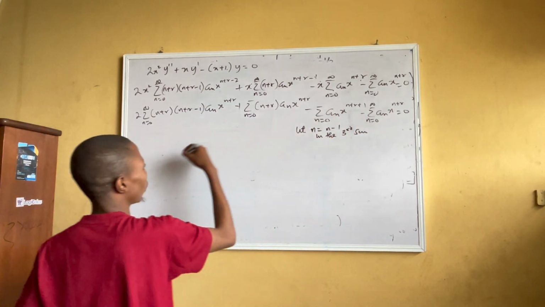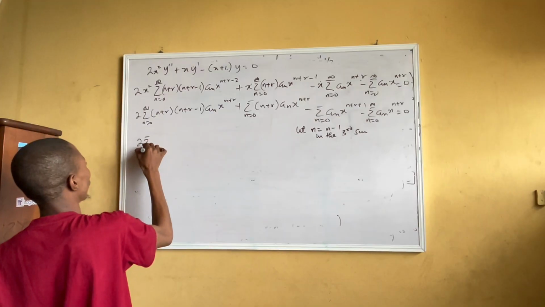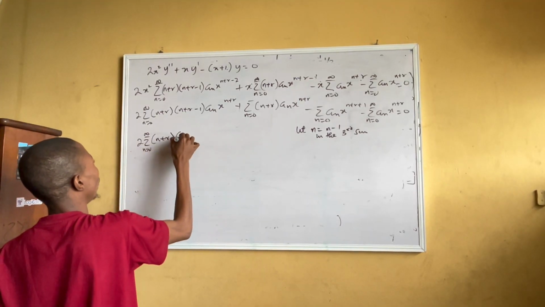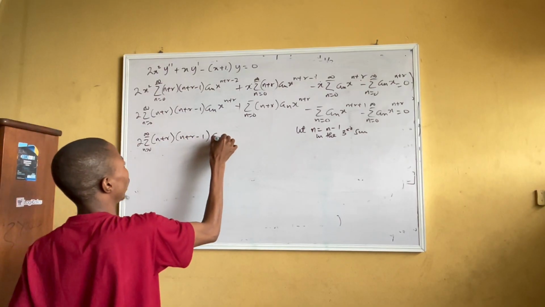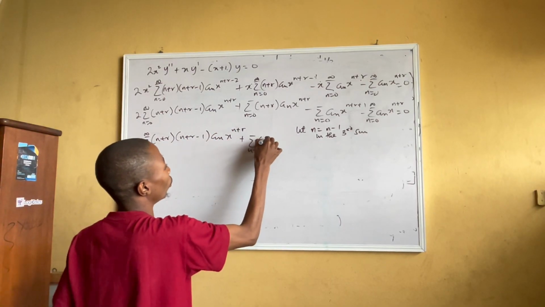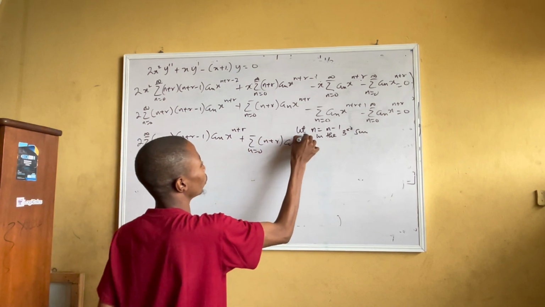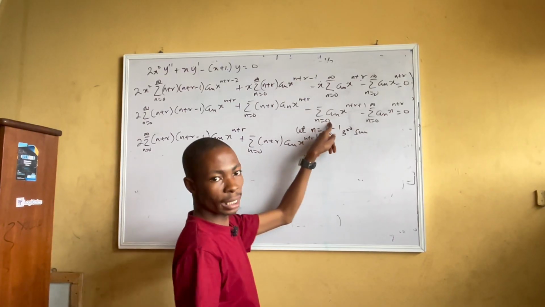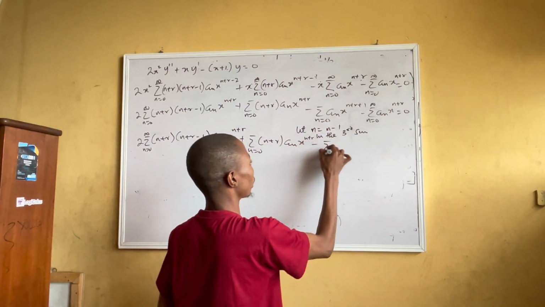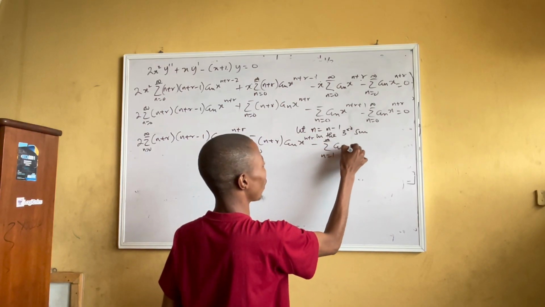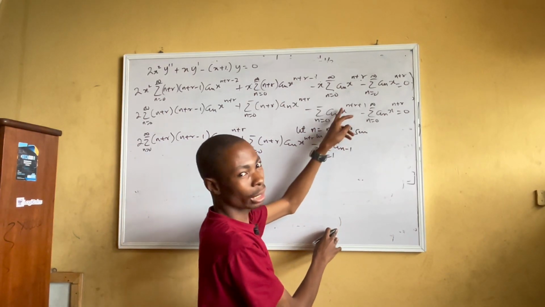If n is n minus 1, what are we going to have? We are going to have 2 summation. We are going to rewrite all this one. n from 0 of (n plus r)(n plus r minus 1) a_n x^(n plus r), plus summation n from 0 of (n plus r) a_n x raised to the power n plus r, minus, if n is n minus 1, well, this one will now start from 1, 1 to infinity. This one will be a_(n minus 1). Okay, no, you are changing n to n minus 1.